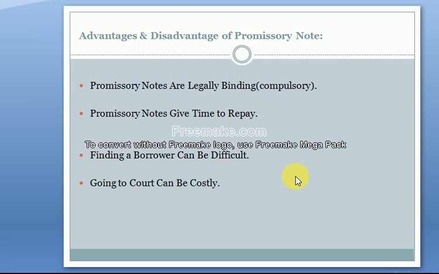The minimum elements to include in the promissory note are the borrowed amount, the interest rate, and the repayment schedule, as I discussed in my previous lectures. So these things are included, which becomes the simple nature of the promissory note. Due to that simple nature, everyone likes this one.